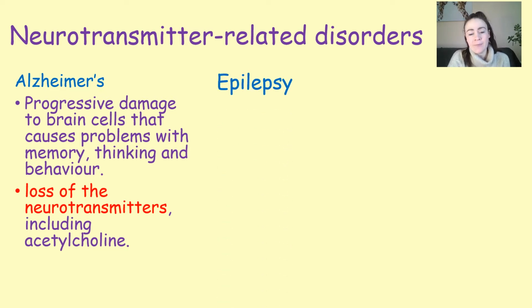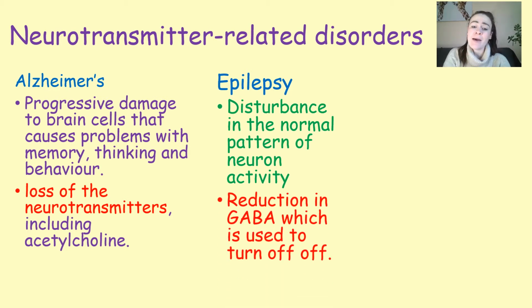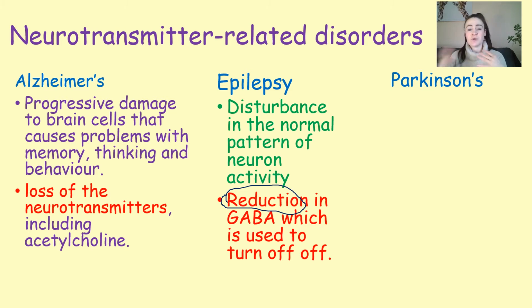Okay. Now, epilepsy is basically a disturbance in the normal pattern of neuron activity and can result in seizures and epileptic fits. Now what happens here is it's actually an inhibitory signal that is disrupted. So GABA, the neurotransmitter GABA, is actually used to turn off impulses. Now, people that are epileptic have a reduction in GABA. A reduction in GABA means that neural pathways aren't getting turned off when they're meant to be turned off, resulting in that really sporadic fitting.